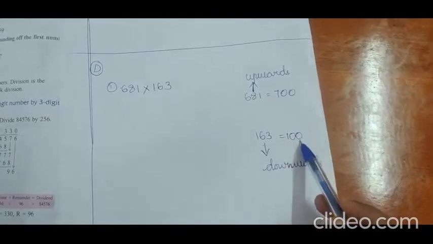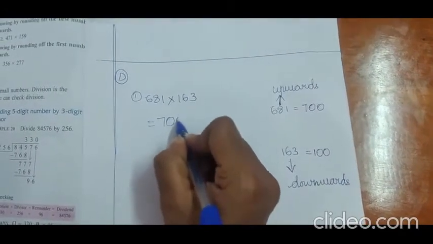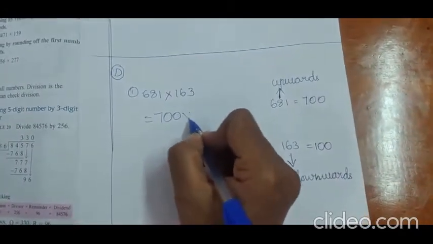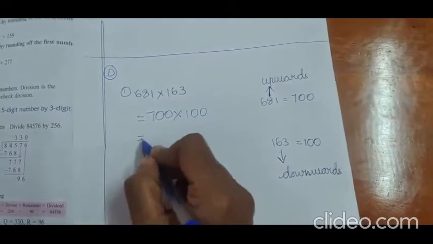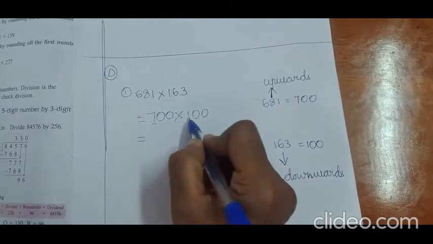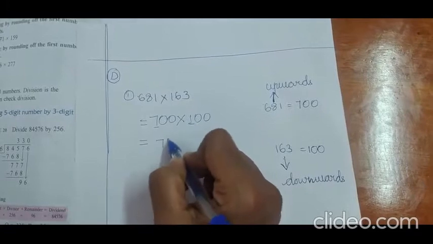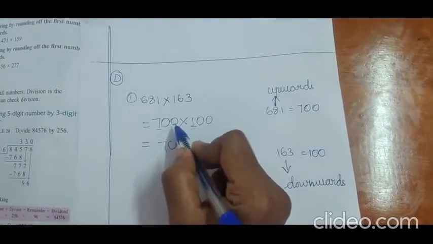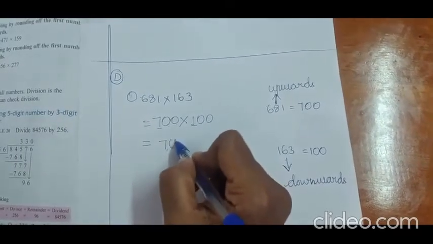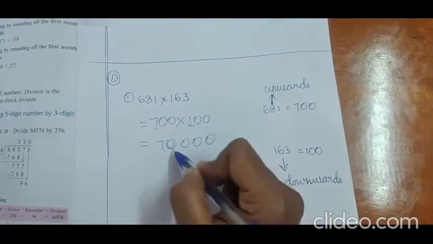700 and 100. Now write equal 700 into 100. The quick way I have already told you, okay? These two you need to multiply. 7 ones are 7. Got it? 7. How many zeros are there? 1, 2, 3, 4. Just write 1, 2, 3, 4. This is the quick way of multiplying.